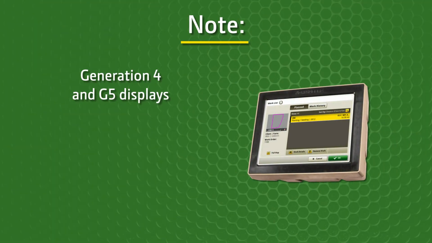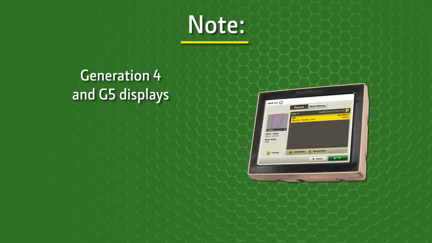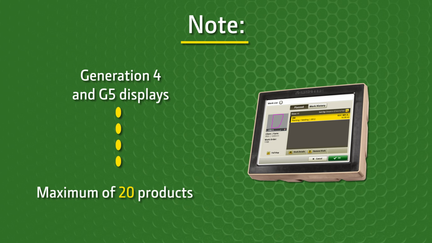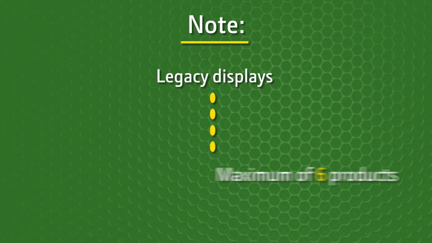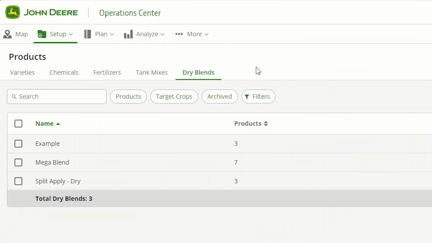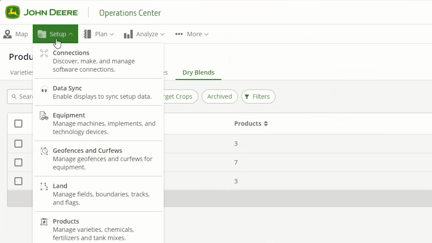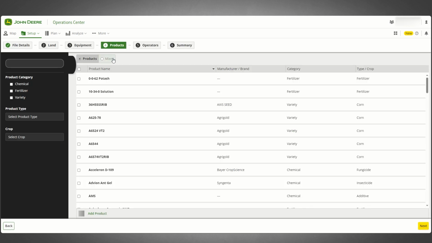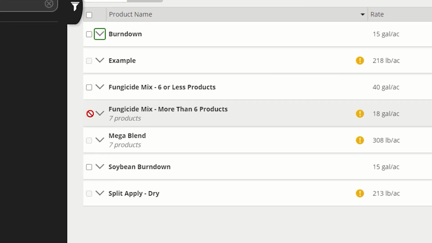Note, on Generation 4 and G5 displays, a dry blend can contain a maximum of 20 products. Legacy displays are only capable of utilizing 6 products or less in a dry blend. In Setup File Creator, any dry blend that has more than 6 products in it will not be able to be included in a setup file to a legacy display. You will also notice a red warning sign and message next to a dry blend that has over 6 products.